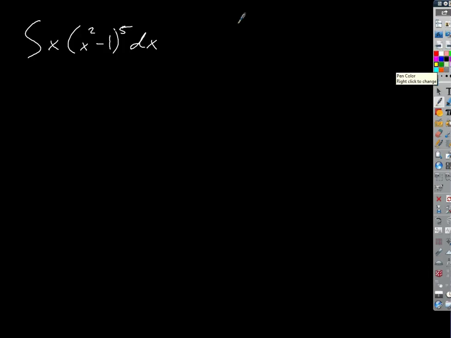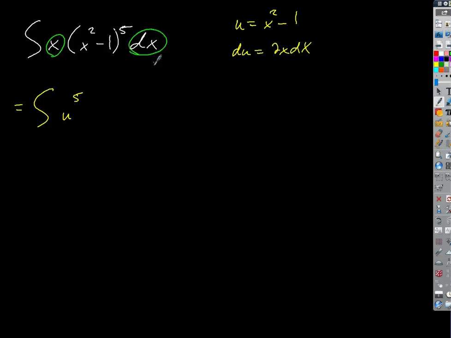x squared minus 1. Okay, so if we let u equal x squared minus 1, what's du? Okay, so let's make our substitution then. So we get the integral of what? u to the fifth. And then now, yeah, good. We've got an x dx left over, right? So what's that going to work out to be? There's an x dx. 1/2 du. Okay, 1/2 du.